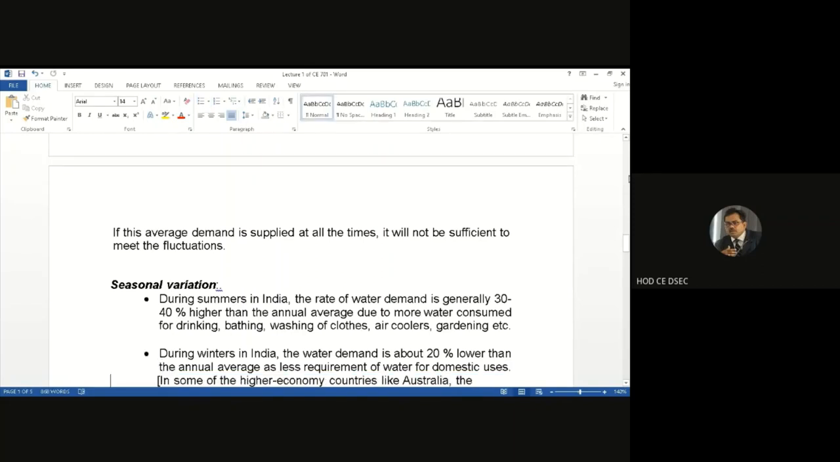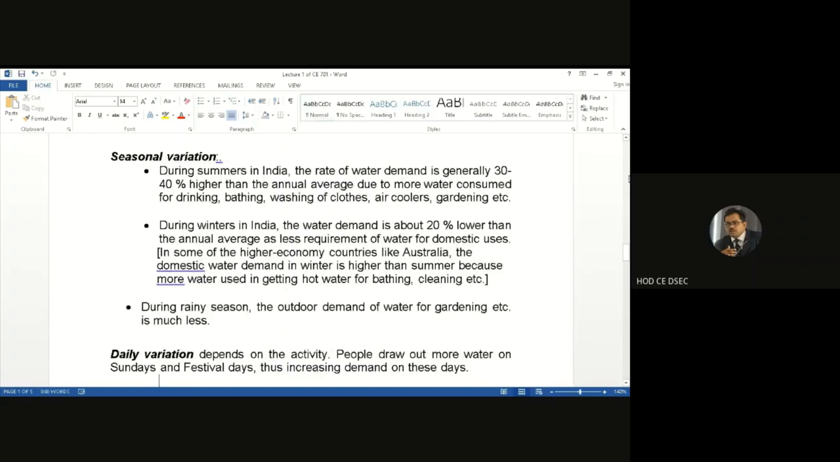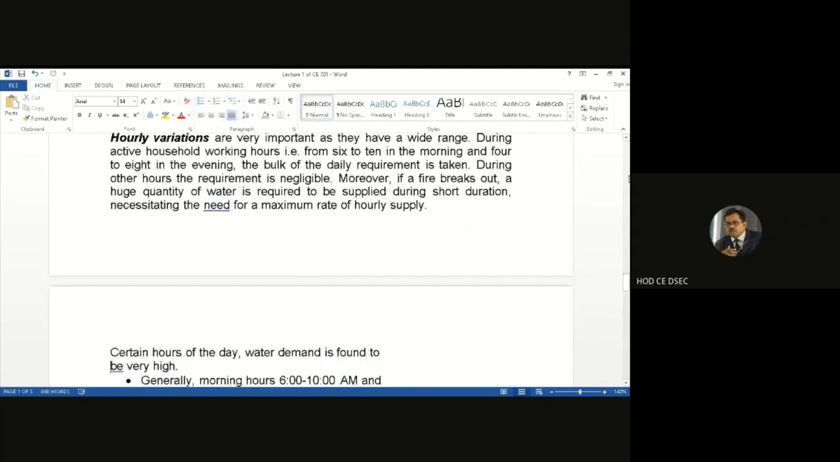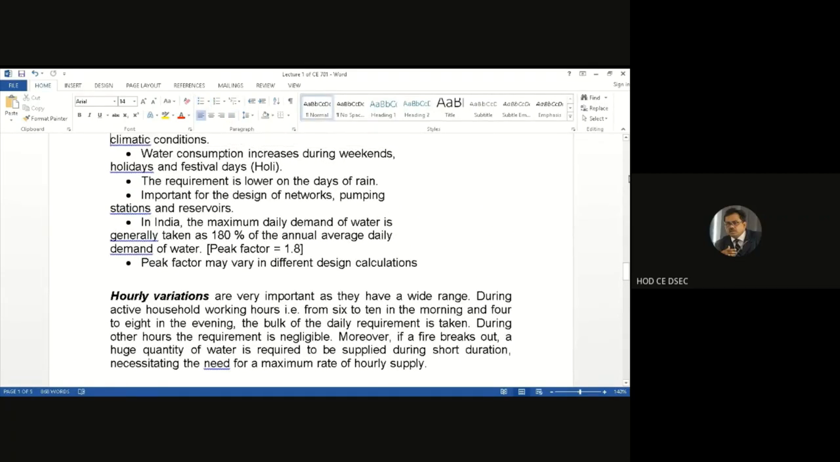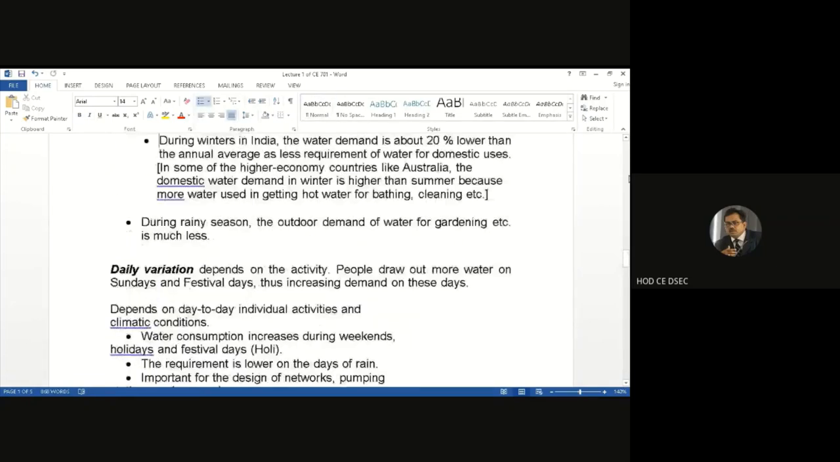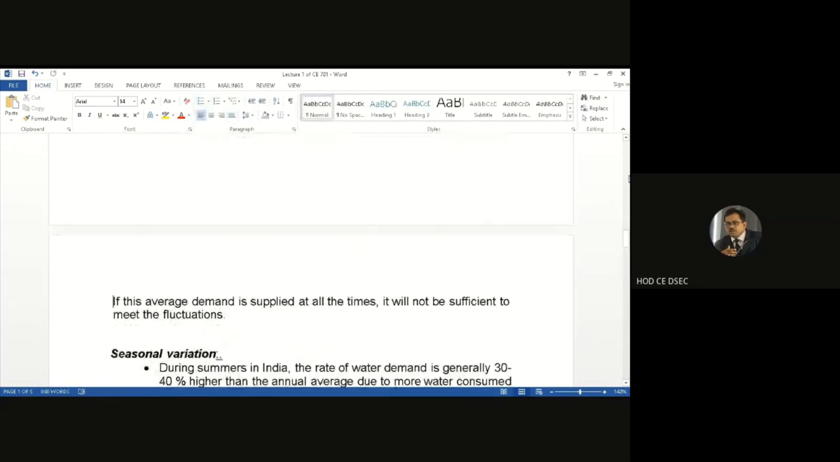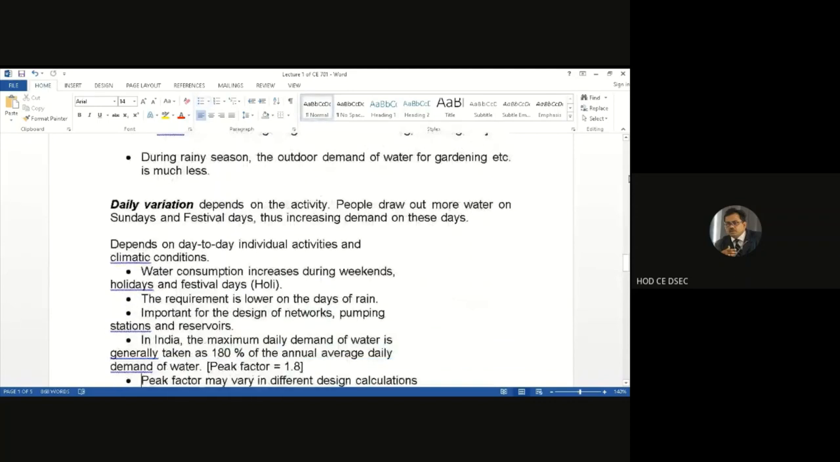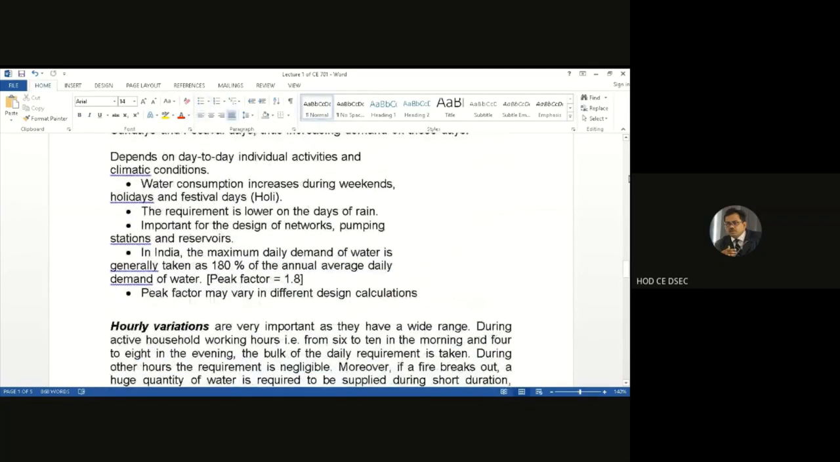Now, fluctuations are of three types: the seasonal variation, the daily variation and the hourly variation. That means from macro to micro, from large to small, I am going slowly. First I will discuss the seasonal variation in gross way. Then I go to the micro level, that is the daily variation. And finally, the smallest unit, that is the hourly variation. That I am going to show.